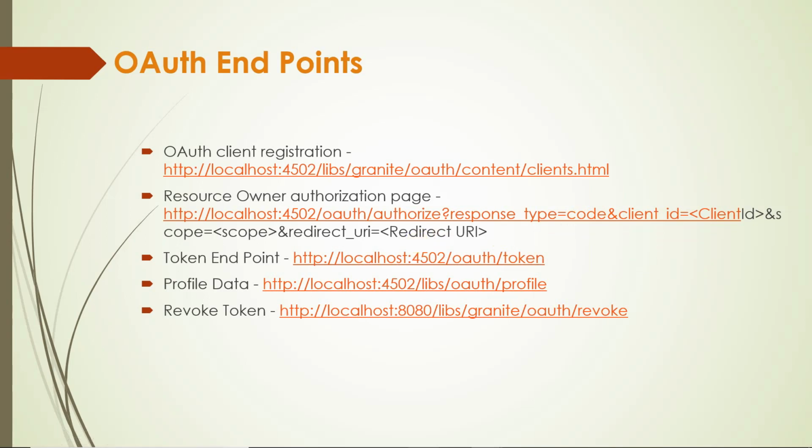Now the next one is the token endpoint. This endpoint is used to retrieve the access token. Then the profile data. We already discussed this is one of the default scopes. This is the URL to retrieve the profile data for the user. Then there is a revoke token option, that third option, a service that can be used to revoke the token.